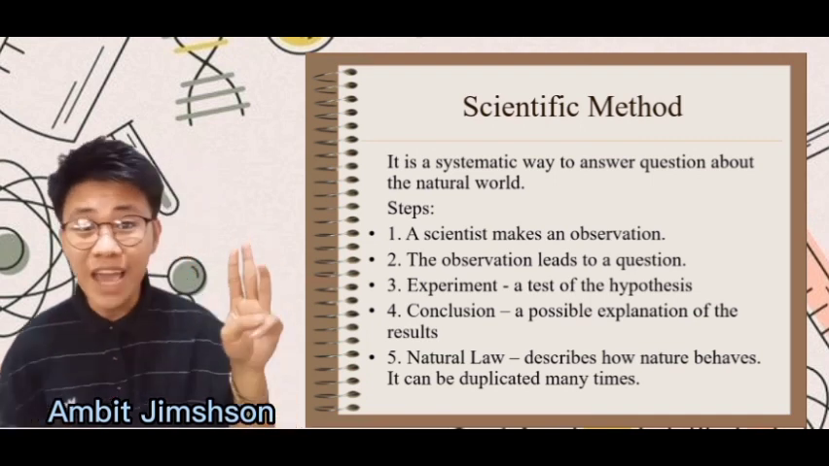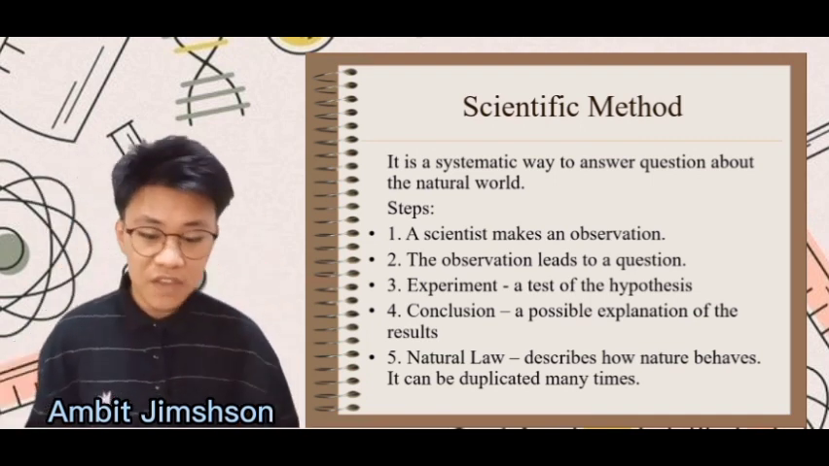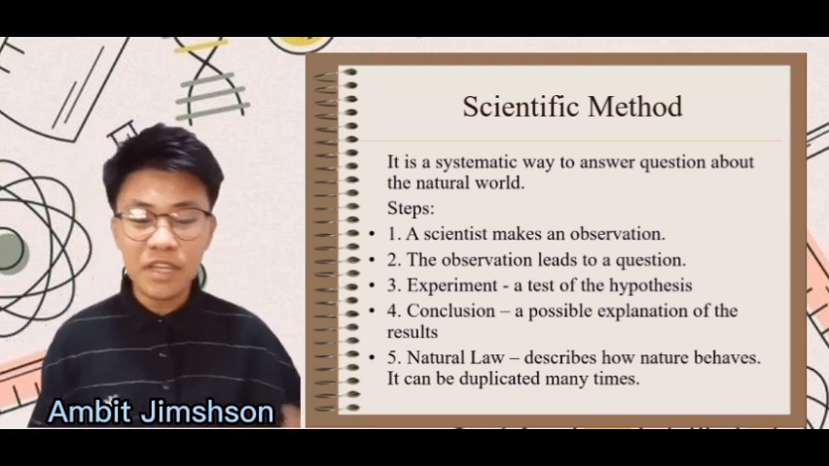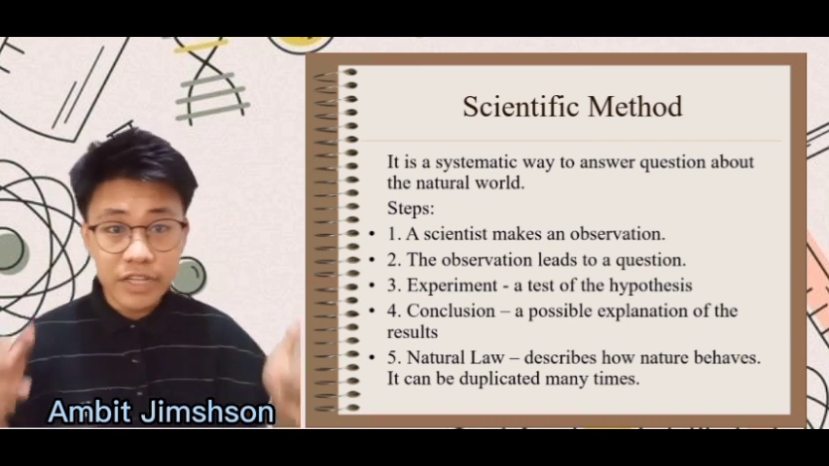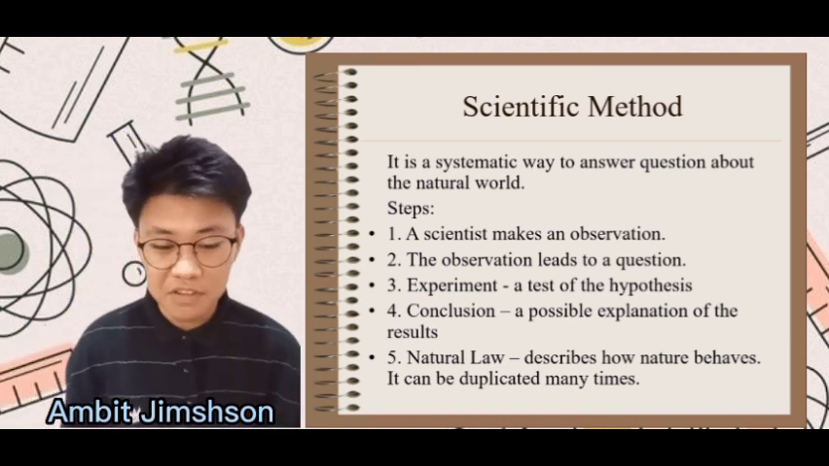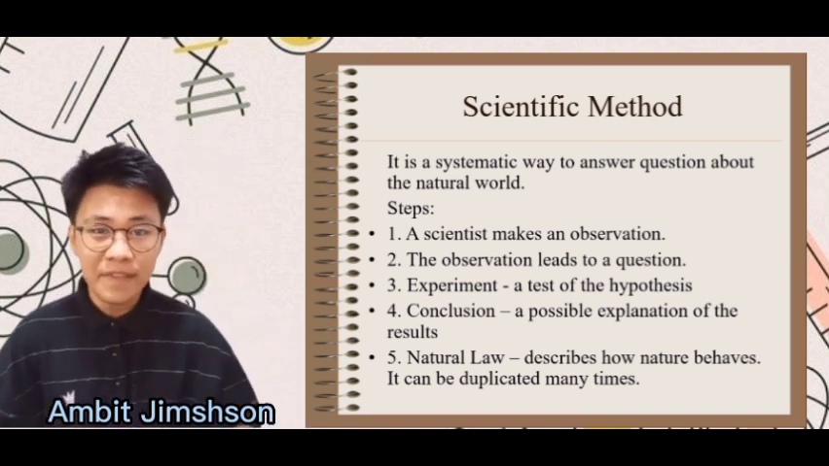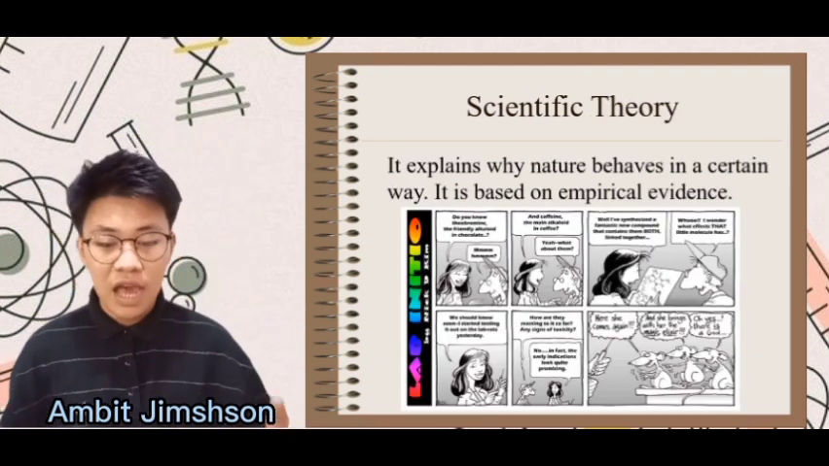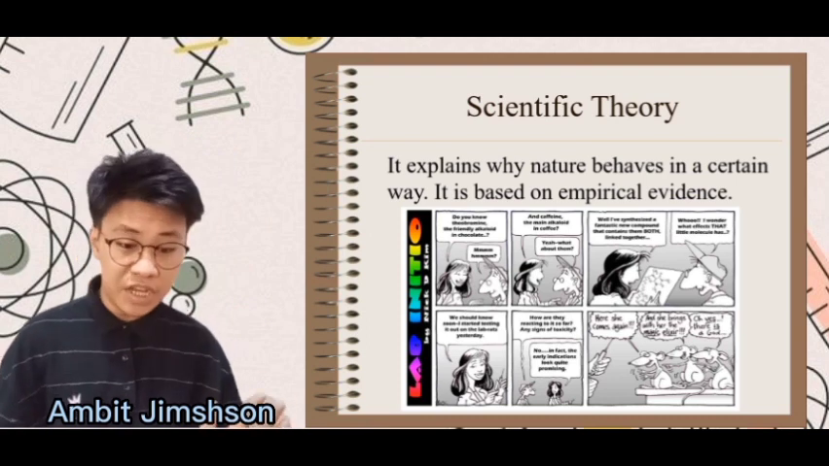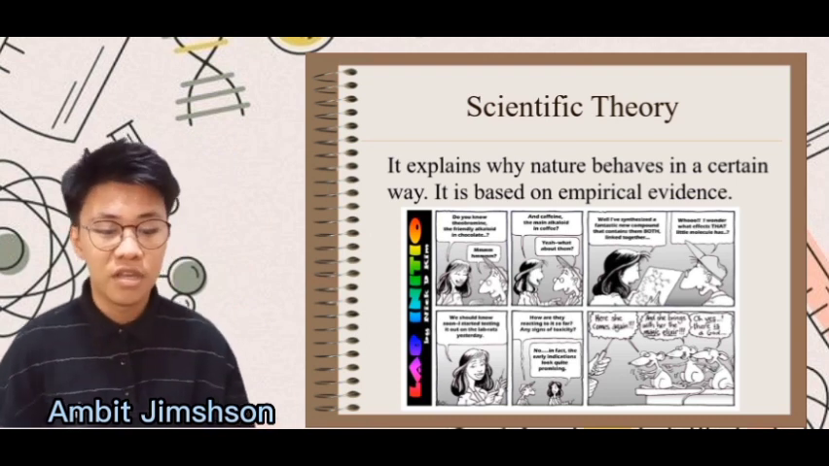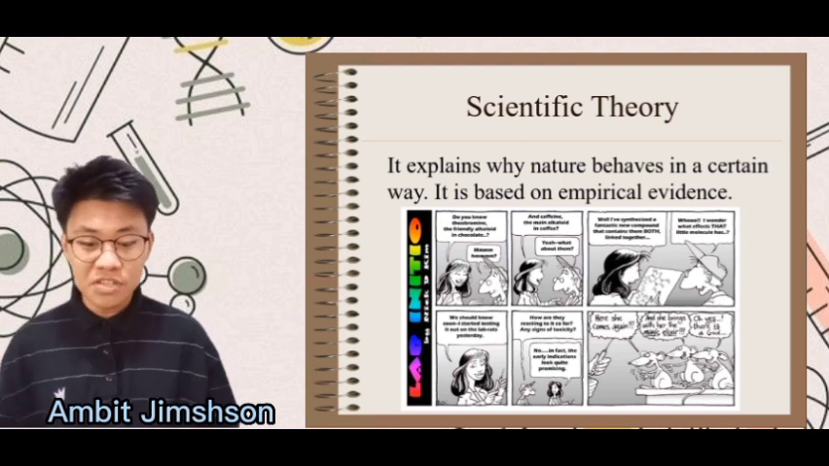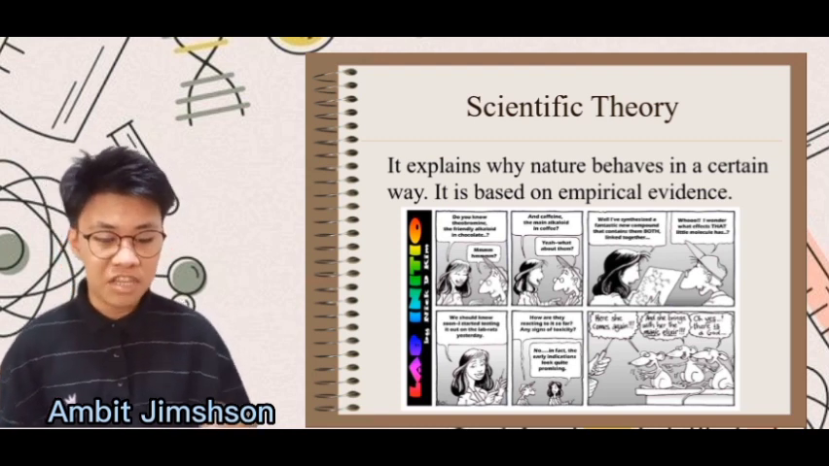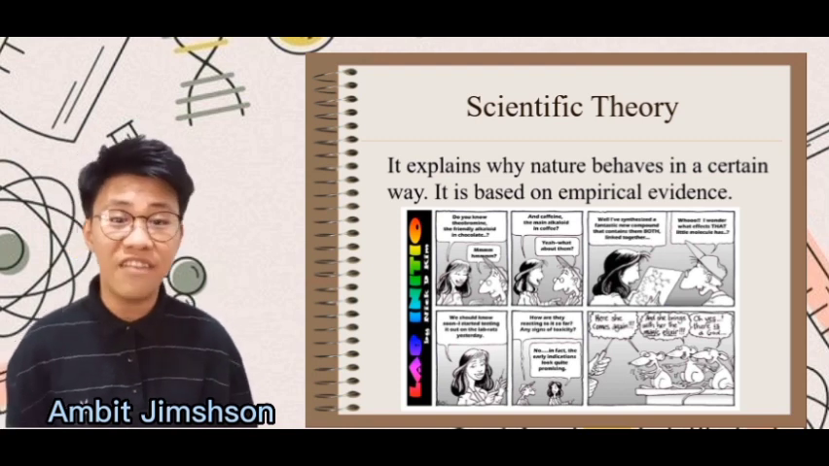Number 4, we have natural law. If a conclusion is concise and describes how nature behaves, it can be considered a natural law. A natural law can be duplicated and observed repeatedly. And we have the last, which is the scientific theory. A scientific theory is an explanation that goes beyond a natural law. It provides a comprehensive understanding of why nature behaves in a certain way. Scientific theories are based on empirical evidence.